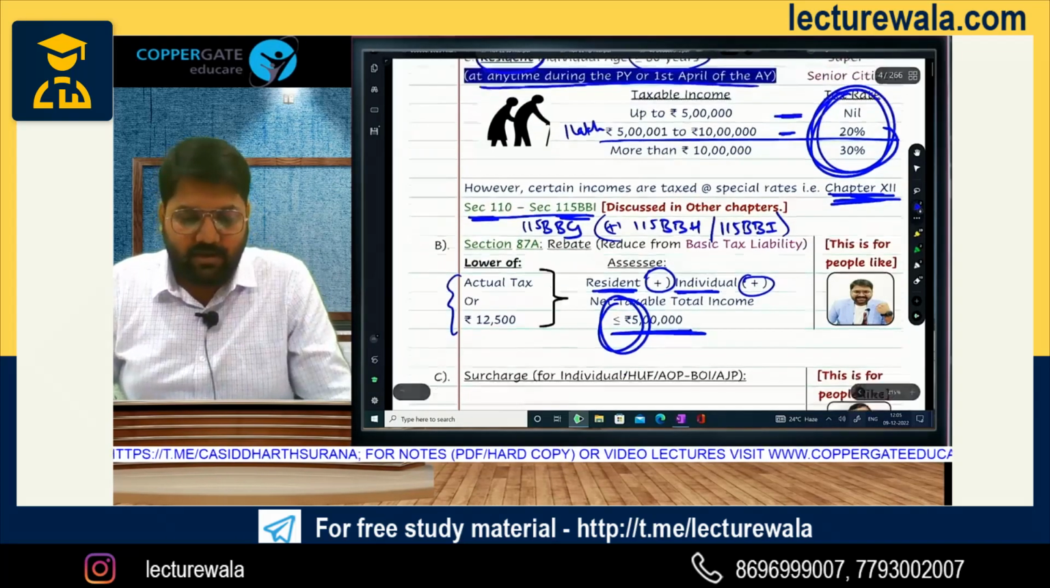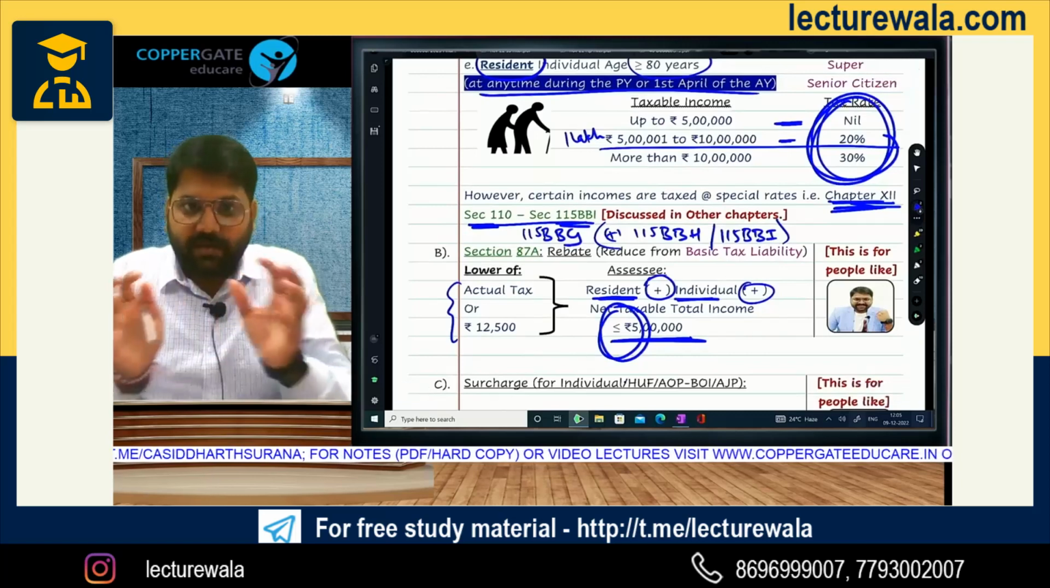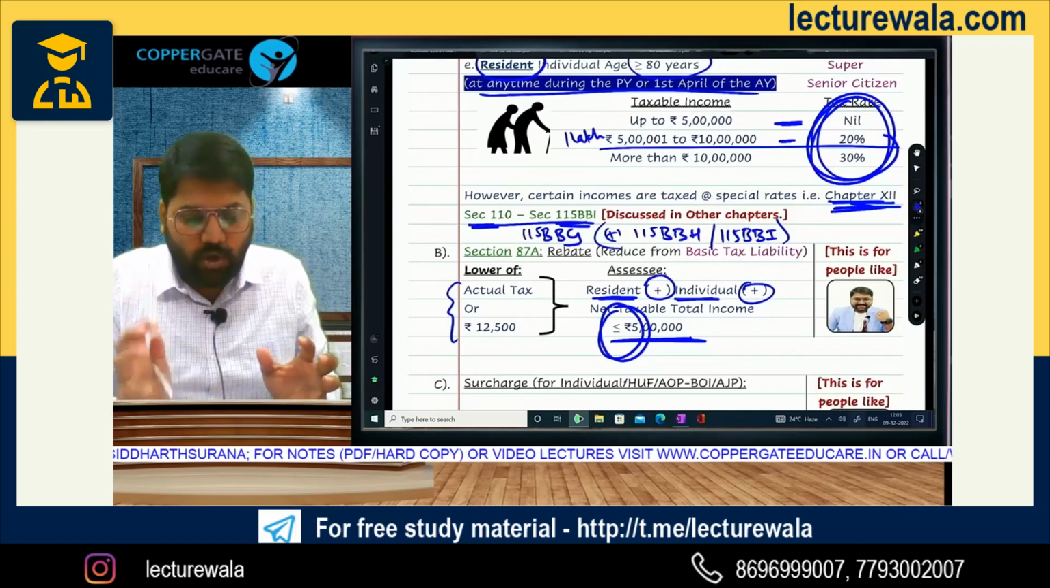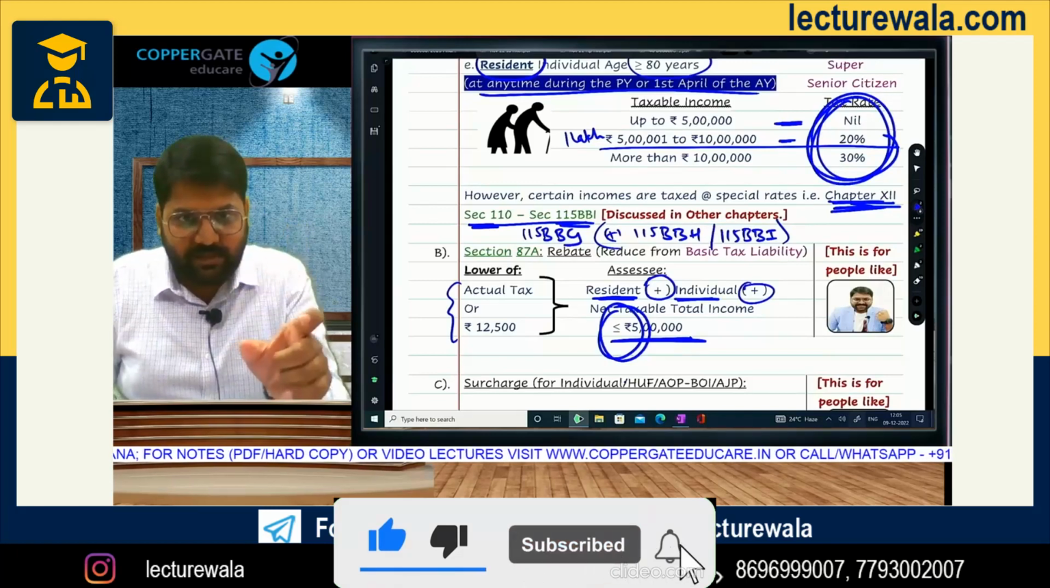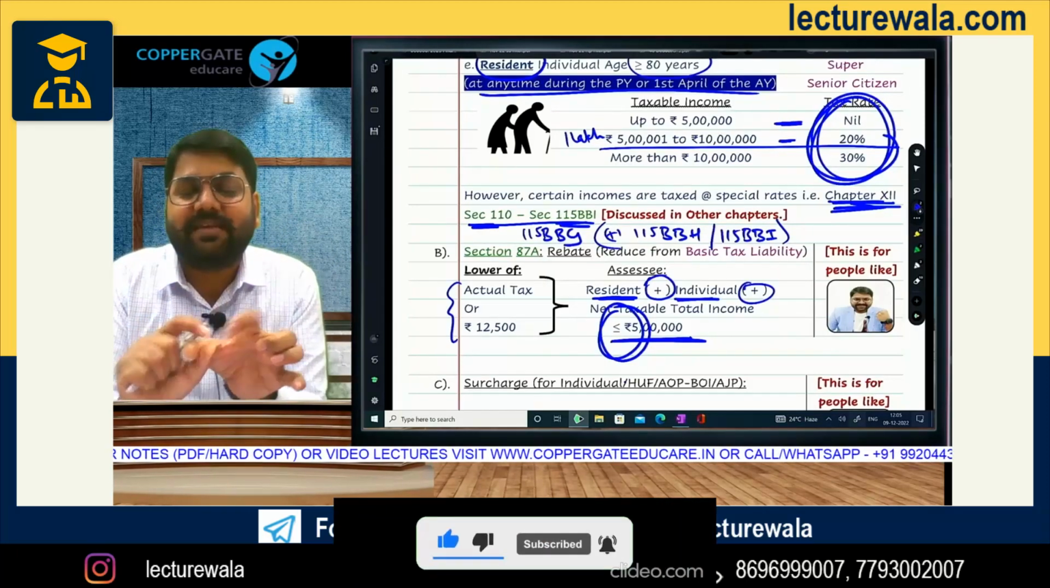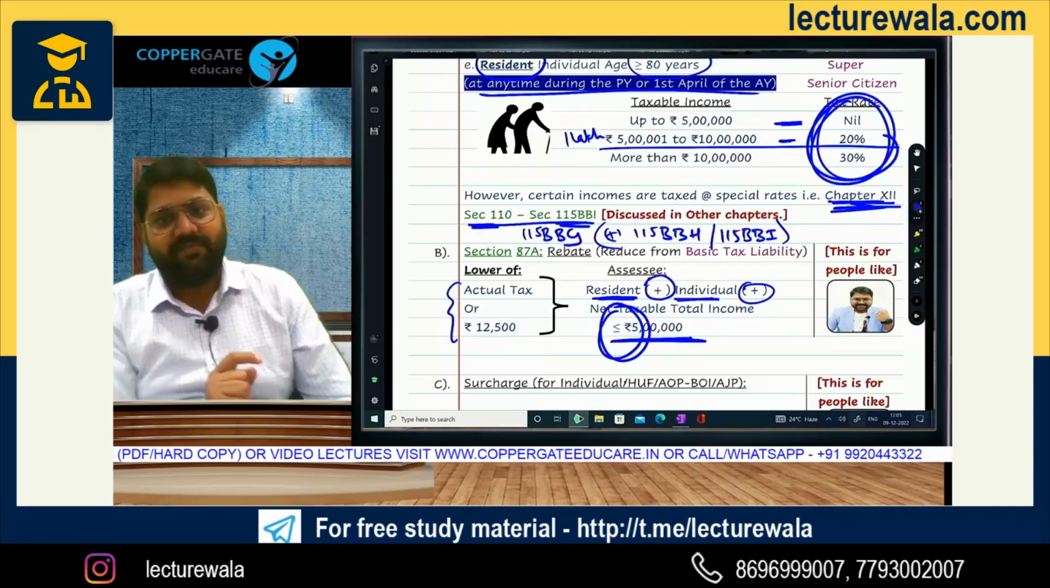Find out that. You will take your NTTI, segregate your NTTI into normal income and special income. Normal income, normal tax. Special income, special tax. Add the two, that will be basic tax. That tax or 12,500, whichever is lower.